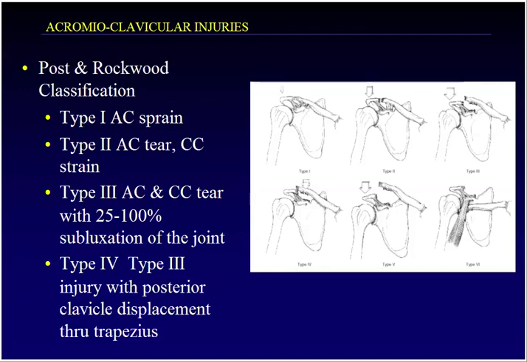And then a type 6 injury is where you have a type 2 fracture where the AC ligaments are disrupted, but the coracoclavicular ligaments may be intact, but you have inferolateral dislocation, and the lateral end of the clavicle can become entrapped under the conjoined tendon.